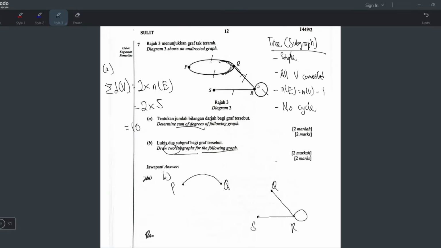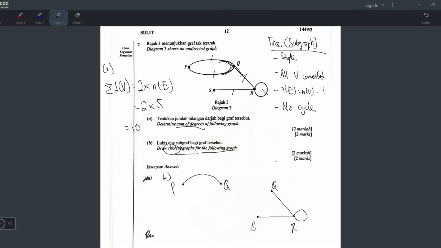Okay. Or you want to just draw that loop at R can also. Just like that is considered a subgraph also. Yeah, because a subgraph has four characteristics. So we don't have to worry about all these things. Just make sure it's part of the graph or the whole graph.